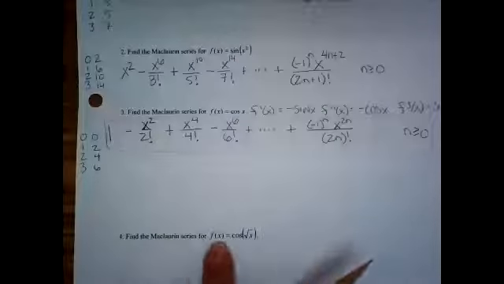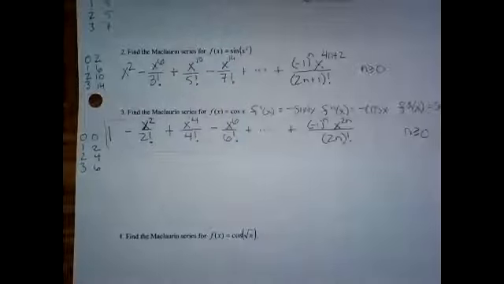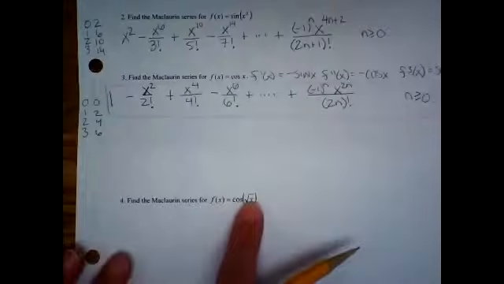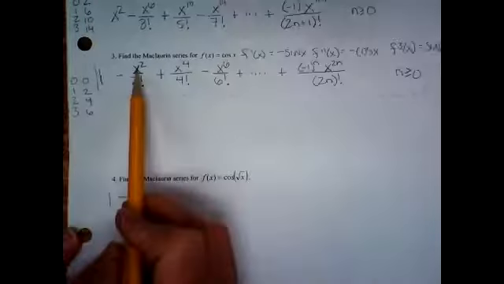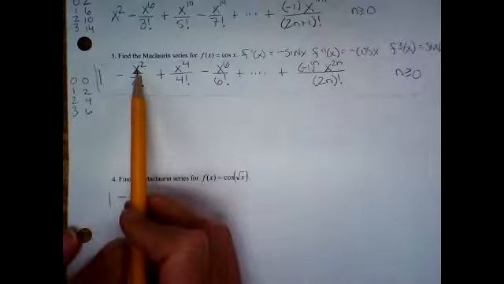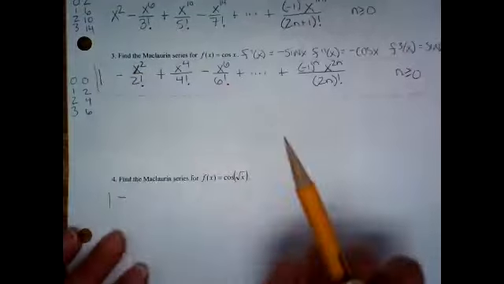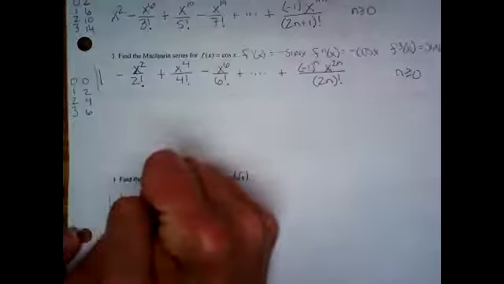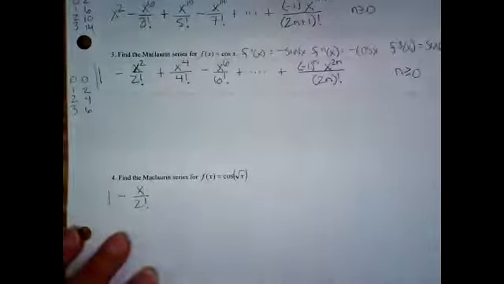And then this says, find the Maclaurin series for f of x equals cosine of square root of x. So everywhere you see an x, you're gonna replace it with square root of x. So the first term's just one, we're not gonna change that. And if you plug in square root of x for x, what are you gonna get here? Good, it'll just be x over two factorial because the square root and the square root are gonna cancel.